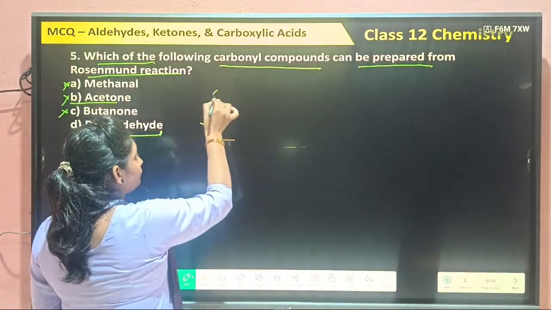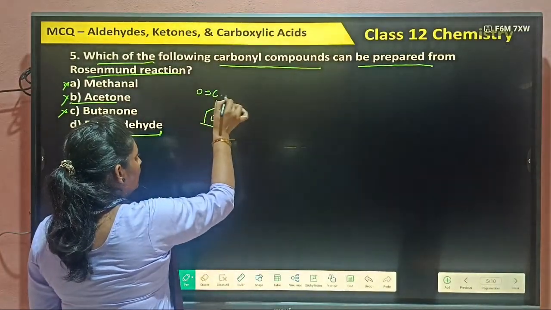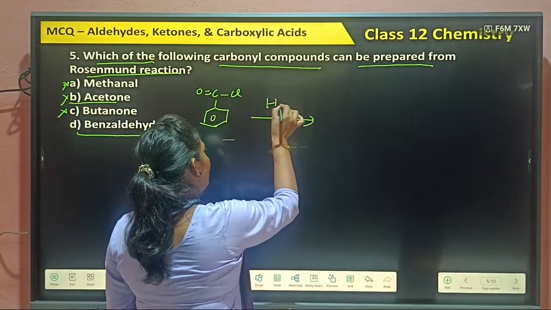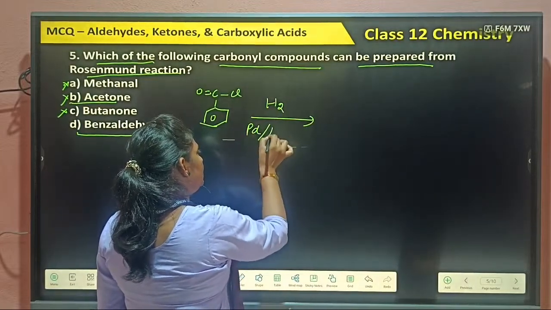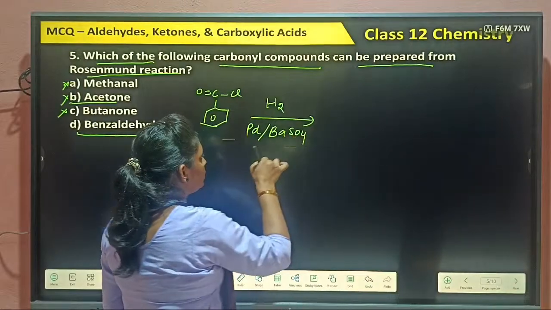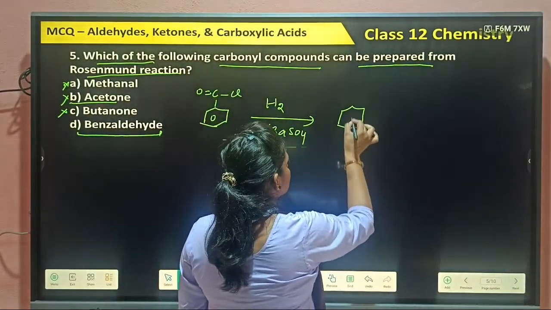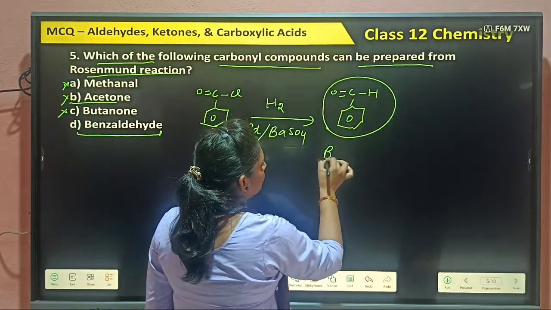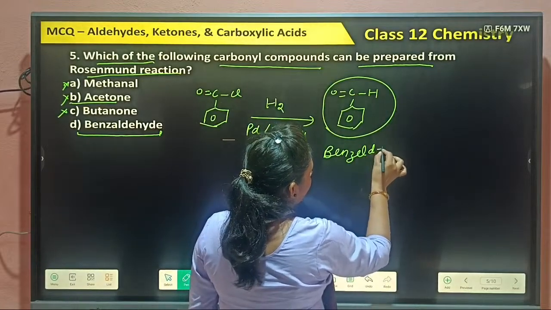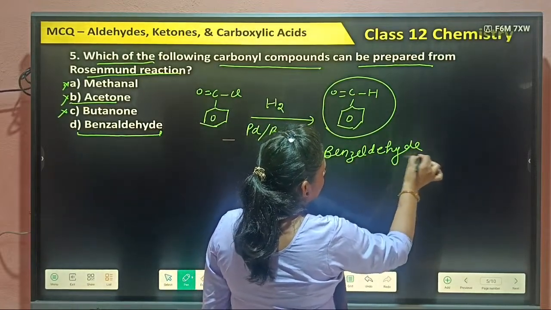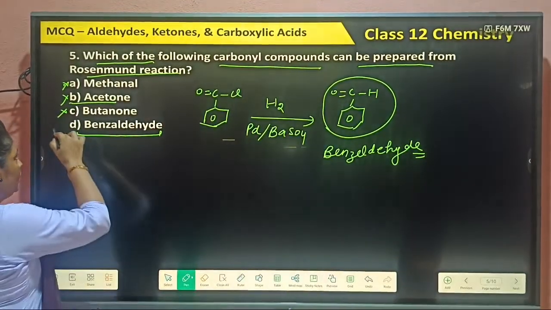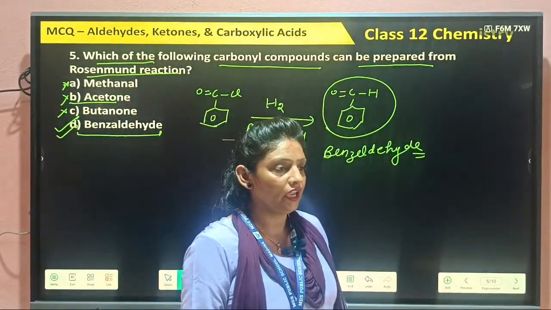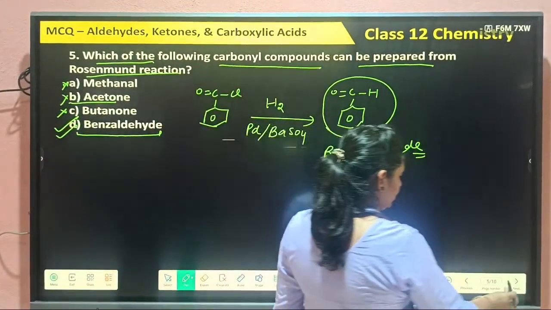If we have acyl chloride, means benzoyl chloride, and we do hydrogenation in presence of palladium over barium sulfate, then we get benzaldehyde. So students, we can get the benzaldehyde by Rosenmund reaction. So here option D will be the correct option for this question. I hope this question is also clear to you.